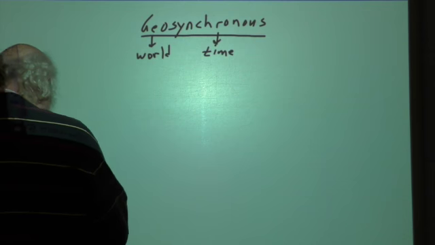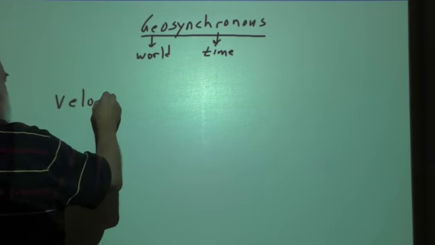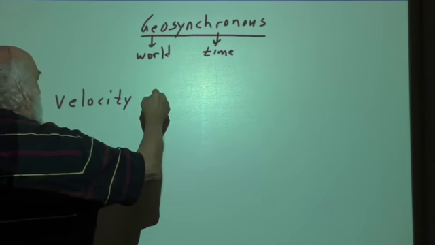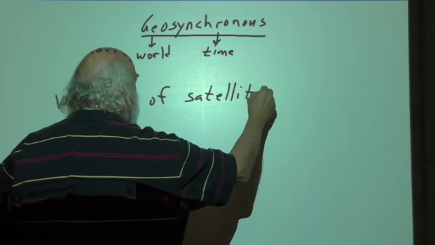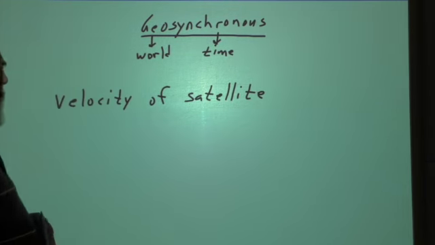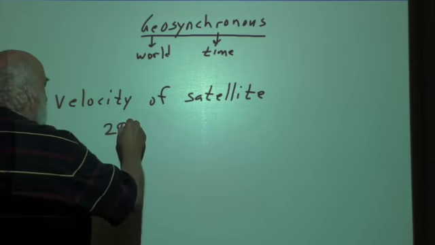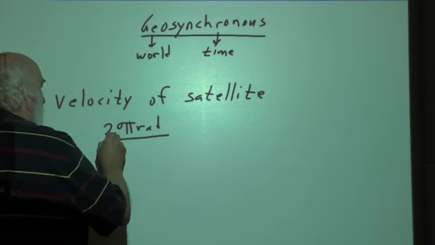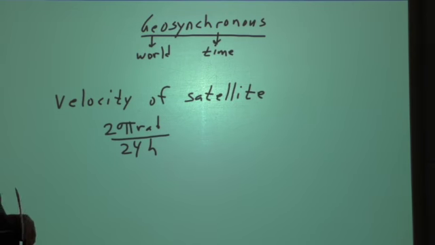Now, if we want to calculate the velocity of a geosynchronous satellite, we know that it's going to be 2 pi radians per 24 hours. But we want it in meters per second, or even miles per hour if we want to, but we're going to go with the SI value, meters per second.